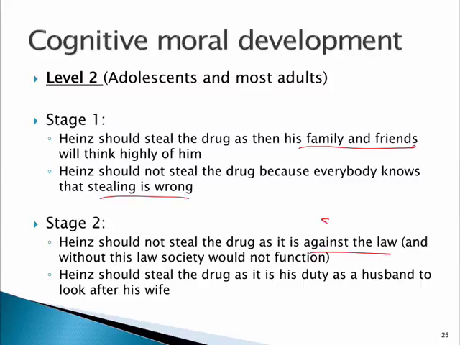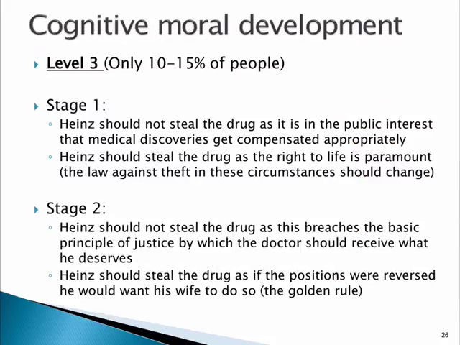In level 2, which is stage 4, Heinz should not steal the drug as it's against the law. Remember, this is about society as a reference point. Duty as a husband, that's what most of society would think. They're not talking about those close to him in the reasoning.